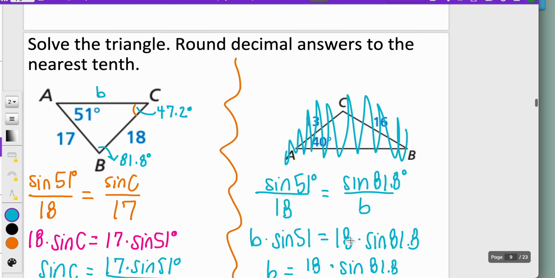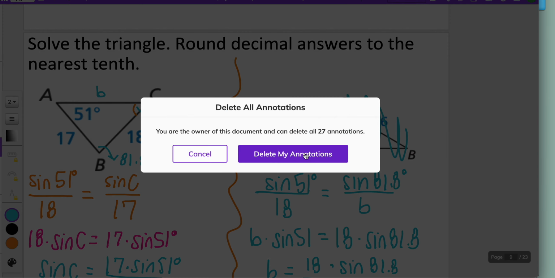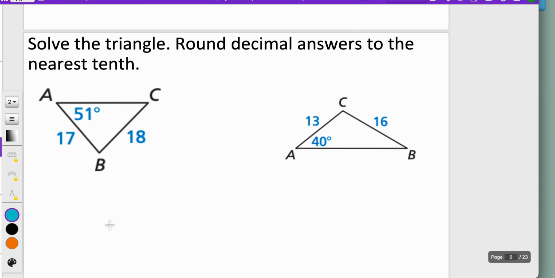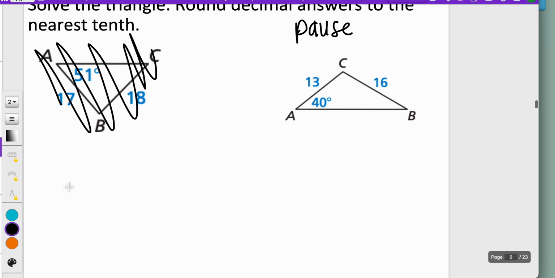Okay? What we're going to do is we are going to try this second example. So my second example is here. Maybe you try and pause the video here, and when you're done, click play.